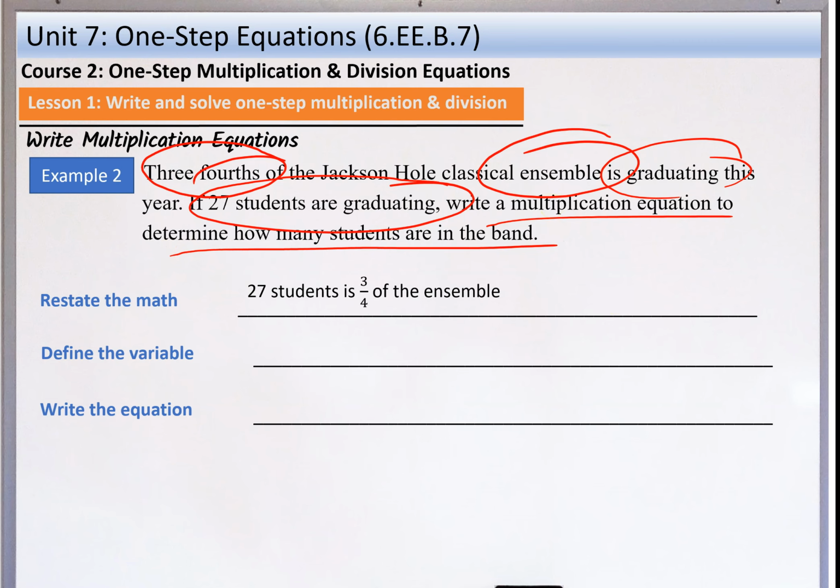So 27 represents 3/4 of the band. We'll let S represent the total number of students in the ensemble. So 3/4 of the entire band or ensemble is equal to 27. That way we can find out how many total students are in the ensemble.